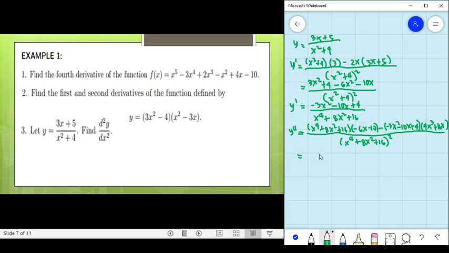Okay. Simplifying the numerator, it should be a negative 6x to the fifth, then minus 48x cubed, then minus 96x. Okay, and then negative 10 times x to the fourth is negative 10x to the fourth, then negative 10 times 8x squared is negative 80x squared, and next is negative 160.